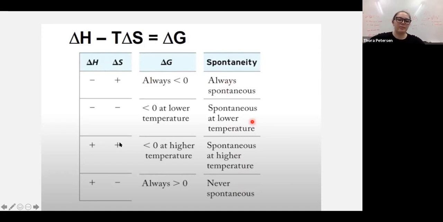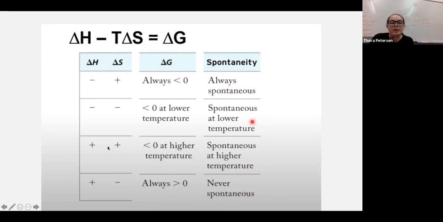Basically, when this is a negative number, if this is still a relatively low number and it's also negative, it'll still come out to be a negative number, meaning that it can still be spontaneous. But if this number is too high, then this T delta S, I'm hoping you guys can see my mouse as well, then it won't be spontaneous.